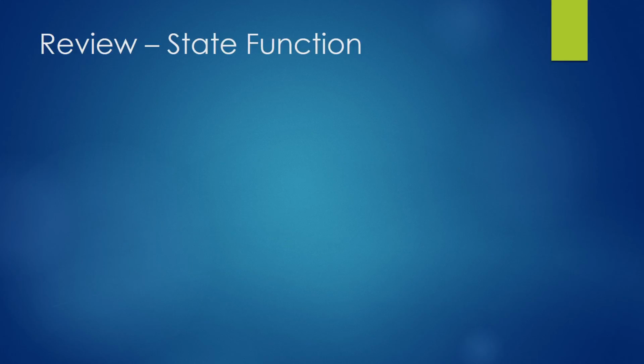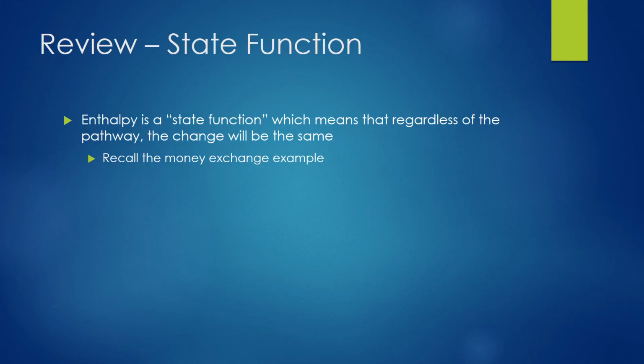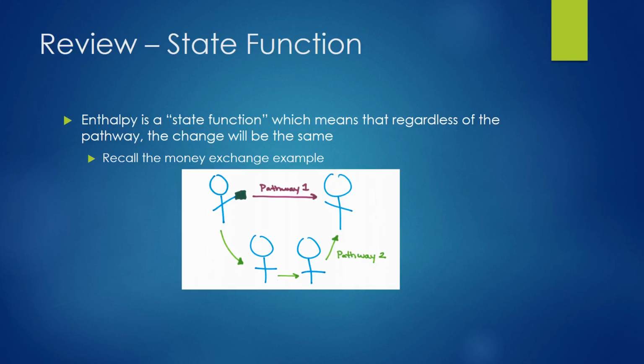First, let's discuss what a state function is. We talked about how a state function means that the value will always be the same regardless of the pathway. We talked about this in class with the example of someone having to give money to someone else. If the first person were to give the money directly to the other person, that would be called pathway 1 in the image below.